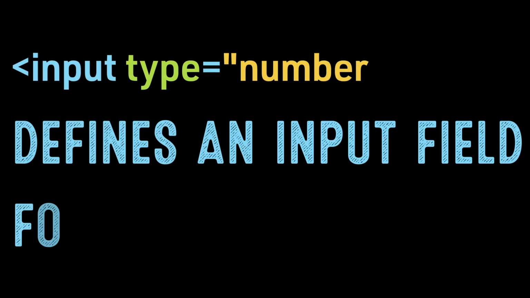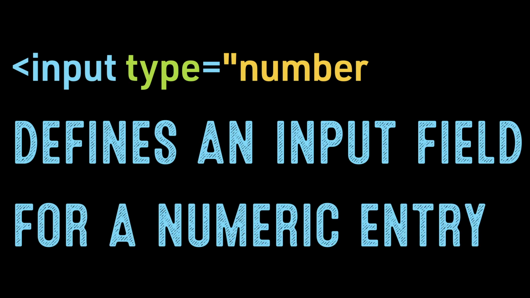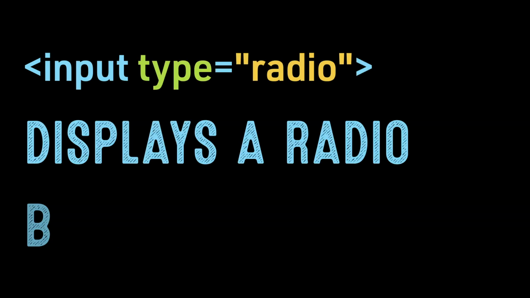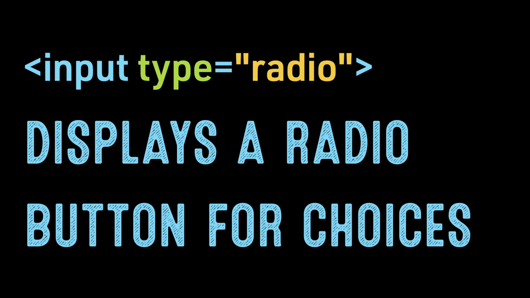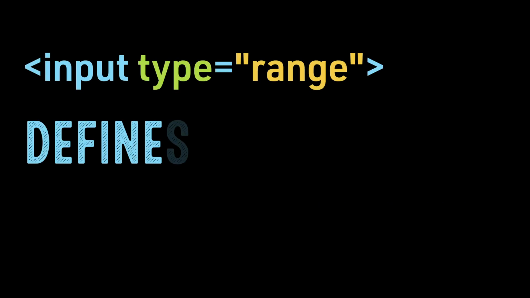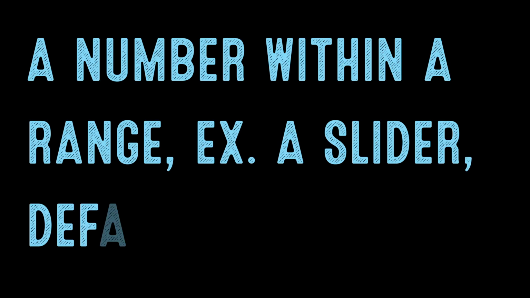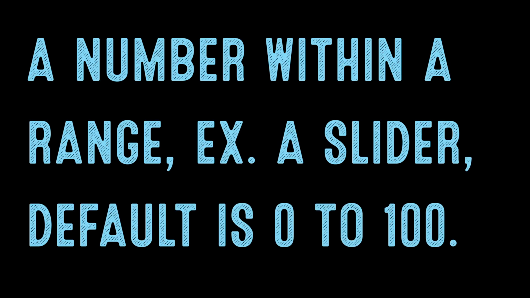Input type number defines an input field for a numeric entry. Input type password displays a password field. Input type radio displays a radio button for choices. Input type range defines a control for entering a number within a range. Example, a slider. Default is 0 to 100.